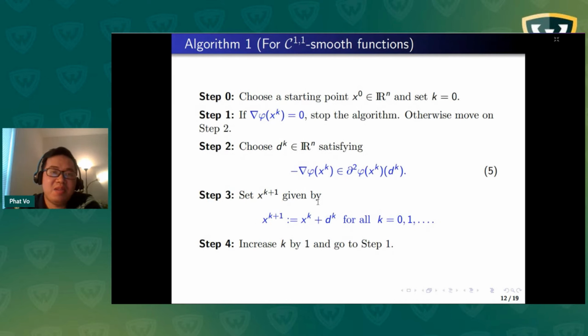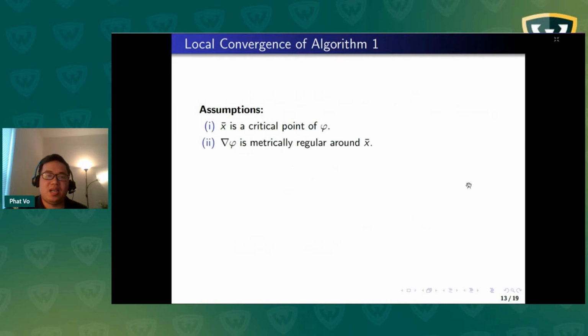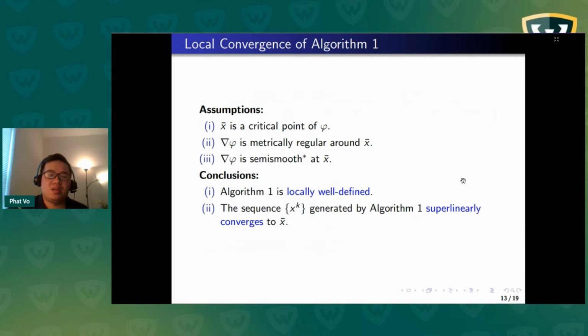So I will give you the first algorithm of our result. The first one is algorithm one for solving the gradient system when the function phi is C11 smooth. In this case, we relate the Hessian matrix to the second order subdifferential, as you can see in equation 5. And the result here is similar to the classical case. Our algorithm is also locally well-defined and superlinearly converges to a solution if we have an assumption like this.